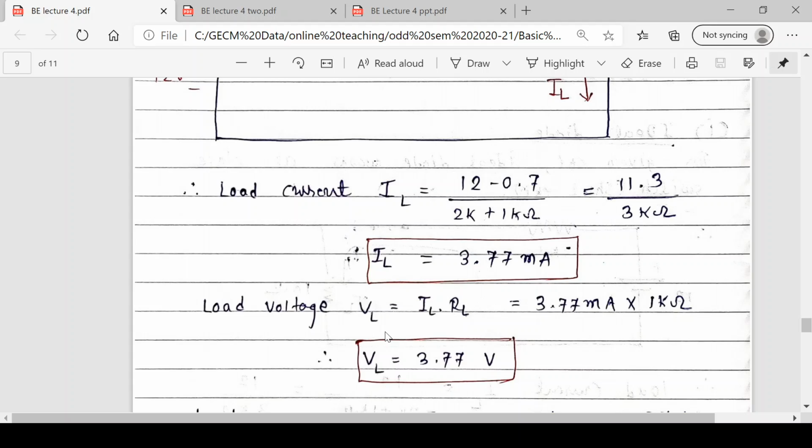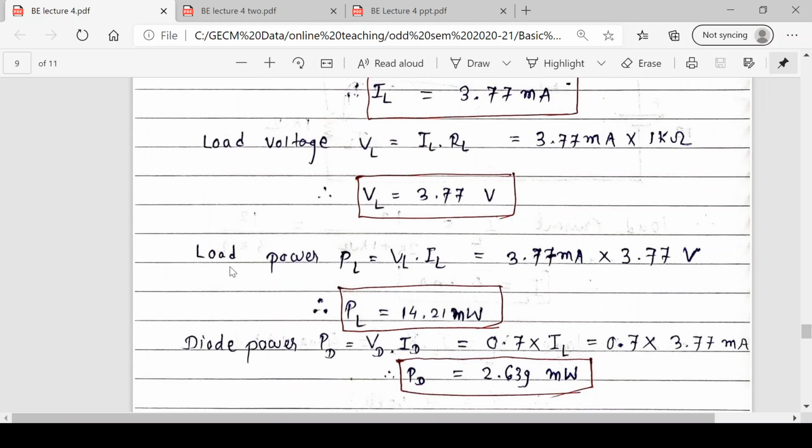What will be load voltage? VL is equal to IL into RL. 3.77 milliampere into 1 kilo ohm. Milli and kilo are cancelled. Load voltage is 3.77 volt. Load power PL is VL into IL. 3.77 milliampere into 3.77 volt. My load power is 14.21 milliwatt.